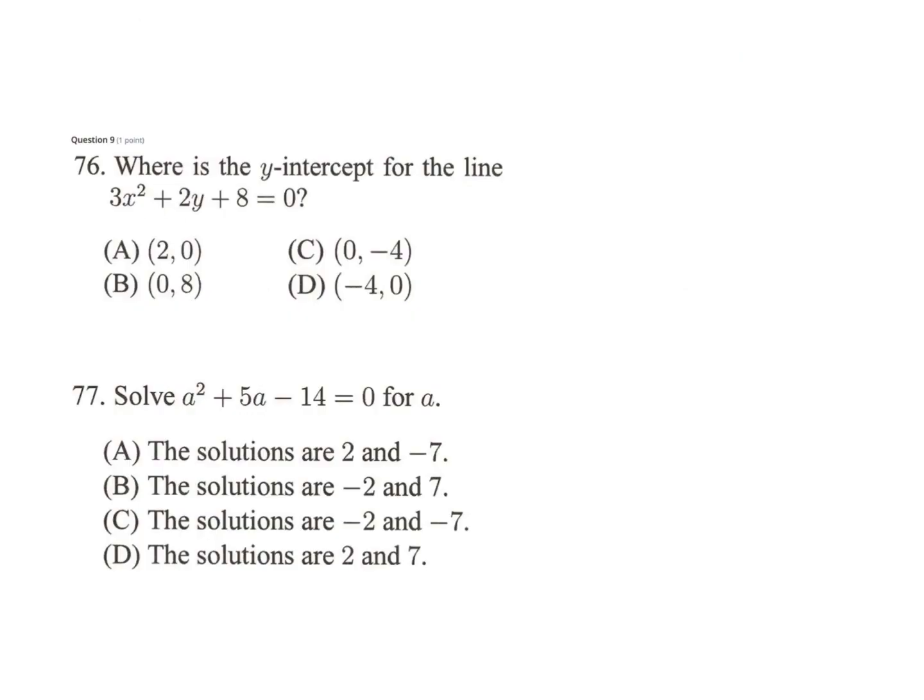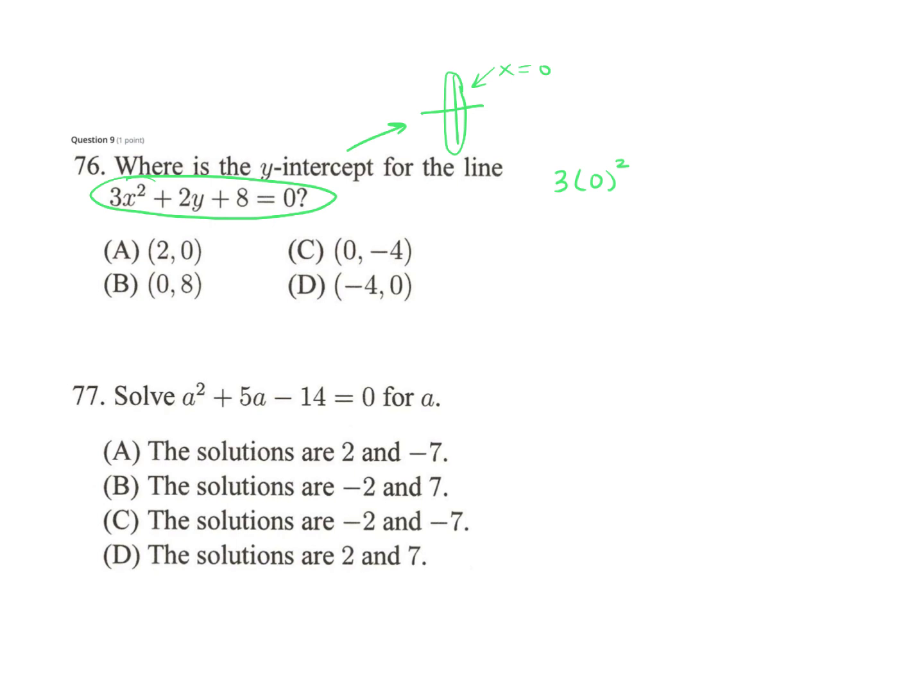Next up, question number 9 asks where the y-intercept is for this line. 3x squared plus 2y plus 8 equals 0. Well, I know that for every y-intercept, the x-coordinate is 0. No matter where I cross that y-axis, x is going to be equal to 0. So I'm going to go ahead and plug in 0 for x and solve for y.